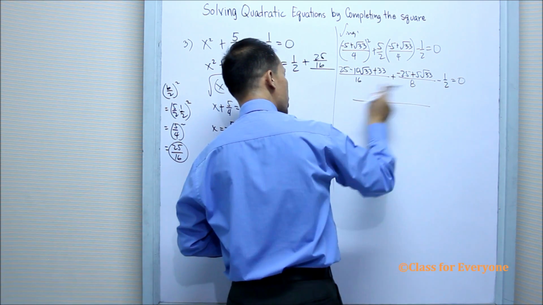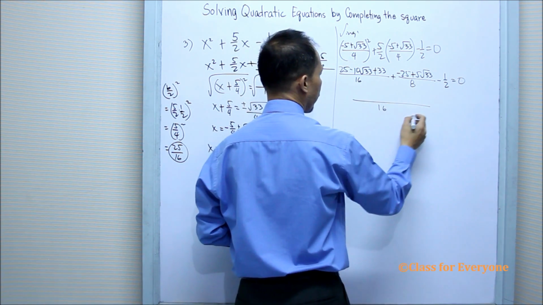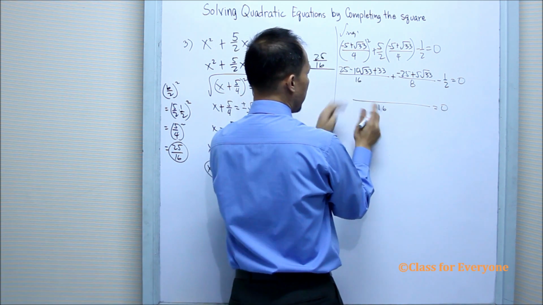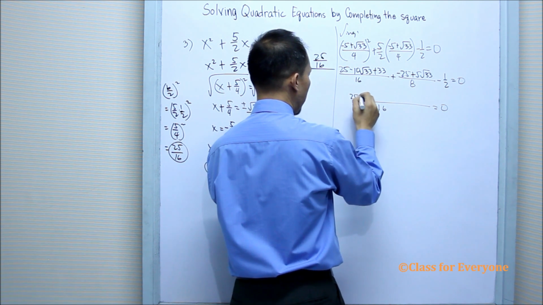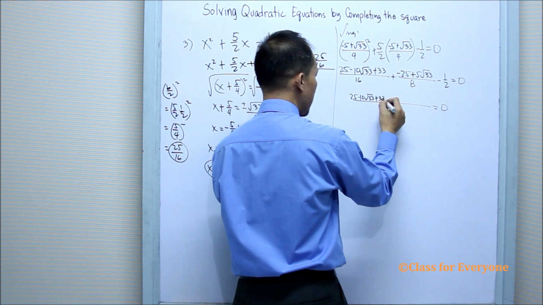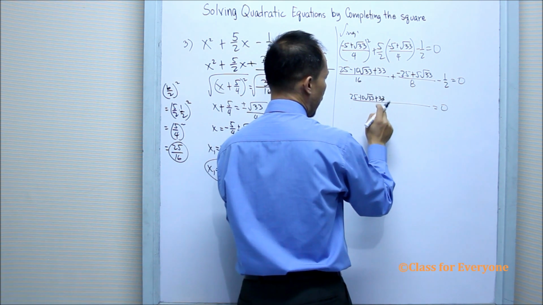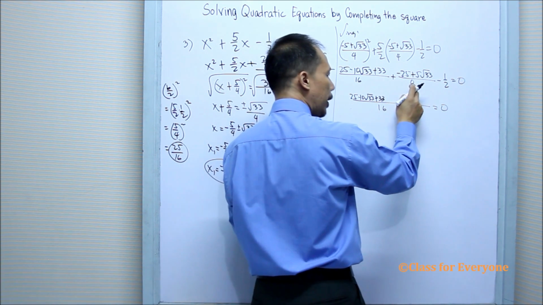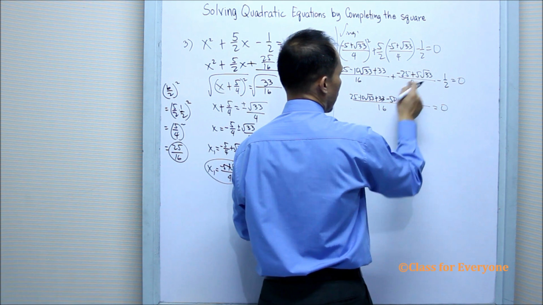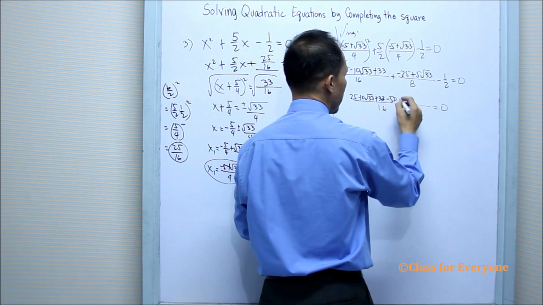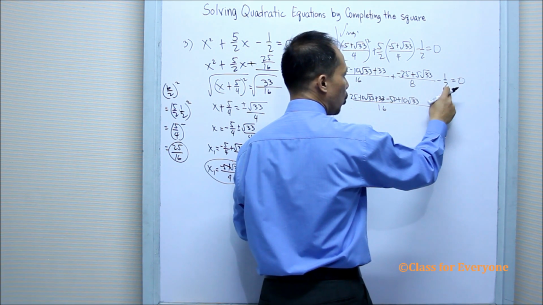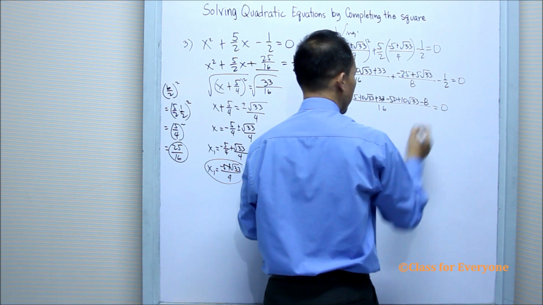I have to combine it into a single fraction. The LCD is 16. The numerator will just copy because they have the same denominator. So that will be 25 minus 10 times the square root of 33 plus 33, and then 16 divided by 8 is 2 times negative 25, negative 50. Then 16 divided by 8 is 2 times 5 is positive 10 times the square root of 33. 16 divided by 2 is 8 times negative 1, negative 8.